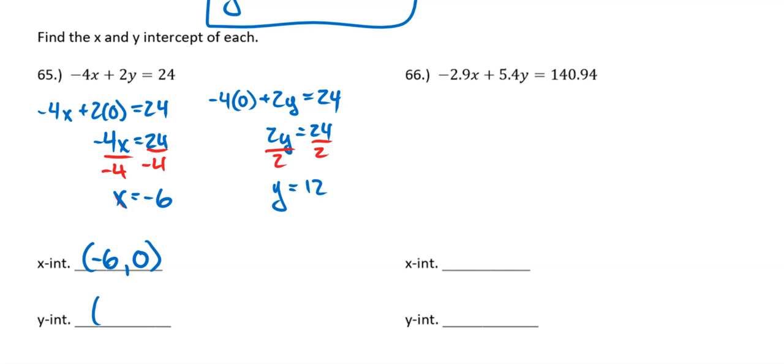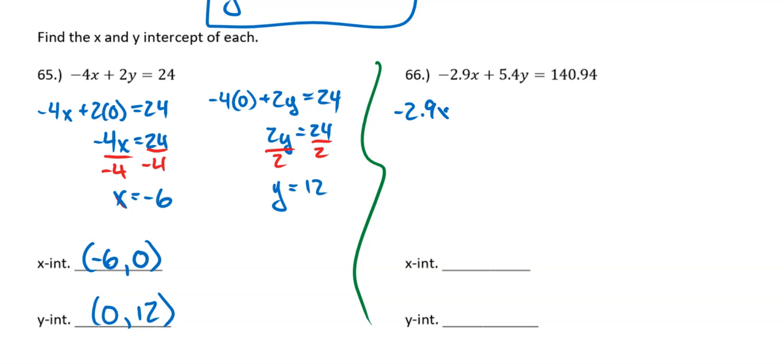And once again, I solved this thing for y. Write it as an ordered pair. It was 0 for x, and then I got a 12 for y, okay? This one over here, same thing. If I want to find the x-intercept, I plug a 0 in for y. If I want to find the y-intercept, I plug a 0 in for x.